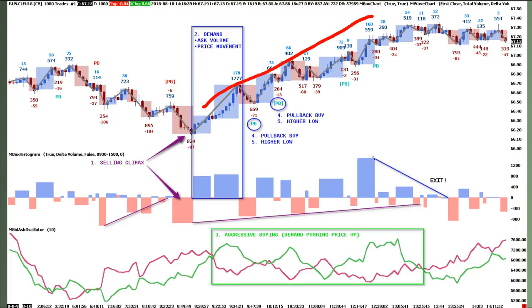Once we hit this point here, we see that the demand tapers off, right? We see that some aggressive selling comes in here, and finally we see some supply come in here. So the goal is to get out in this area here, once you see the demand weakening, we see the selling coming in and we see some supply coming in. So we're going to be looking to get out somewhere in this area. And it's as simple as that. All right, let's go to the next slide.